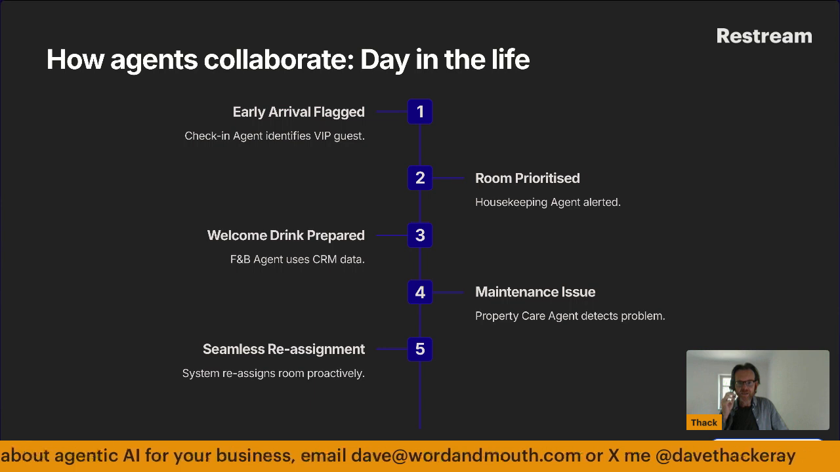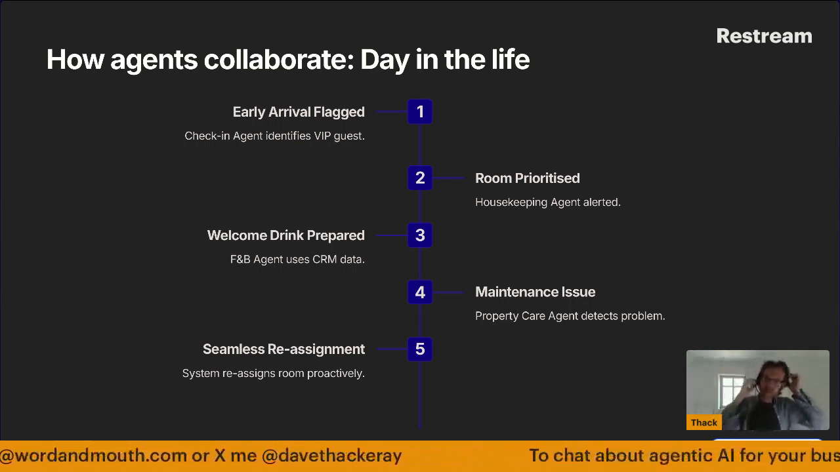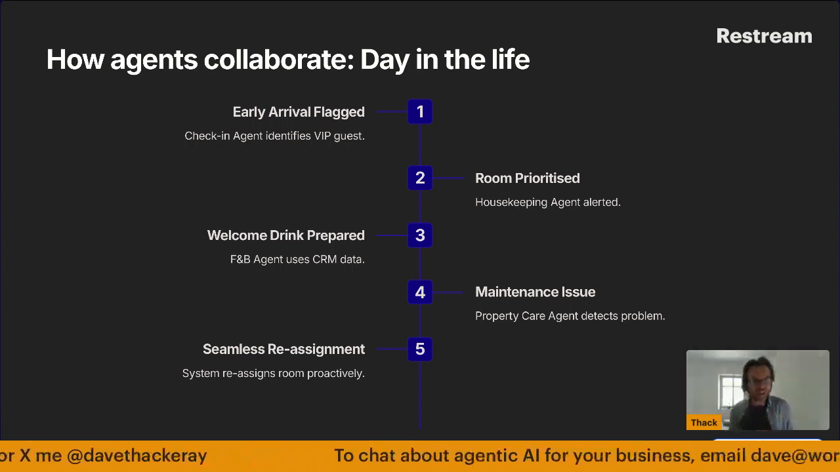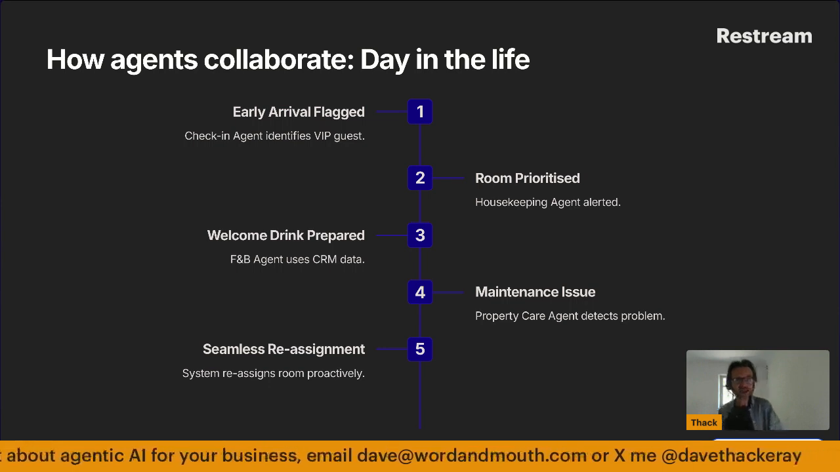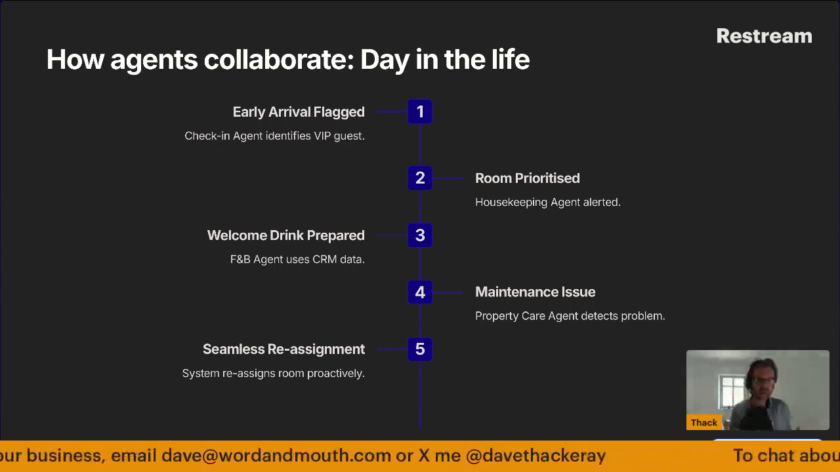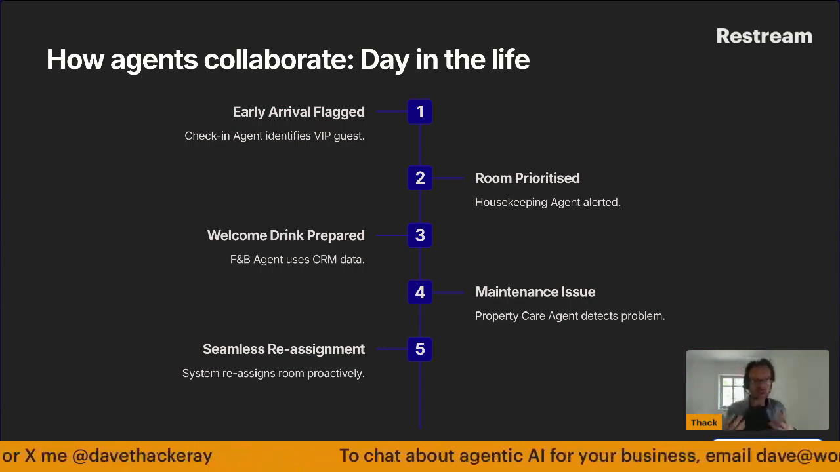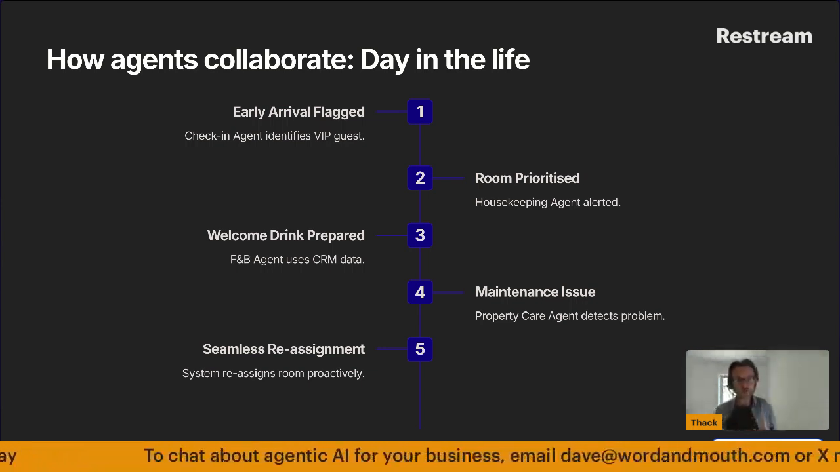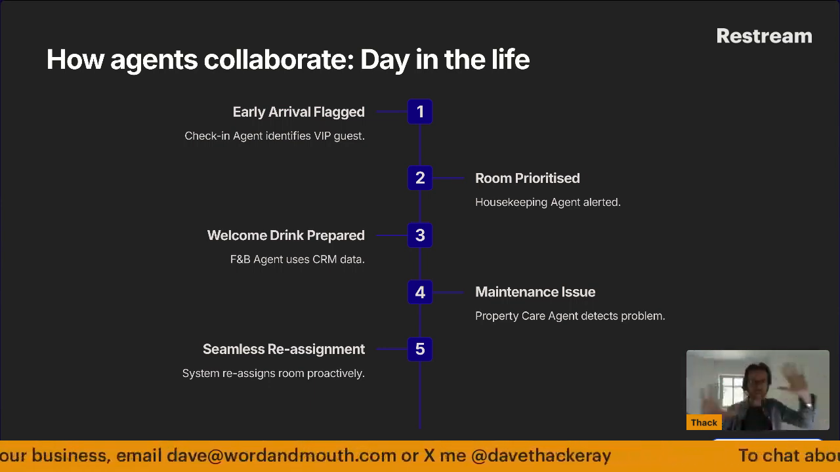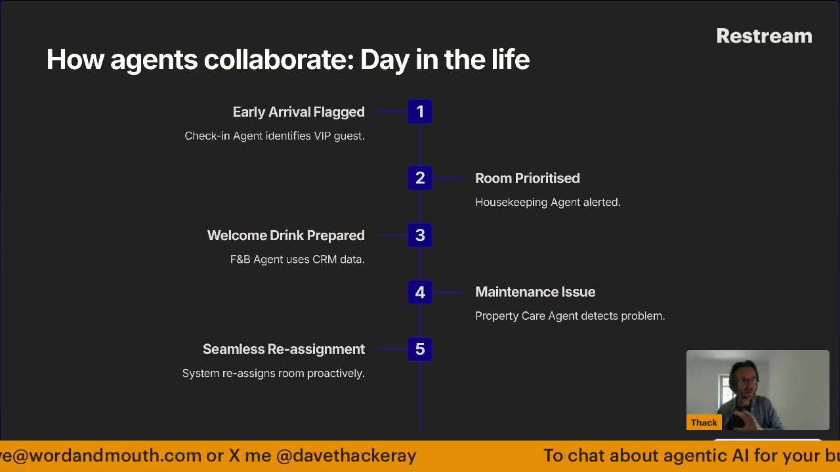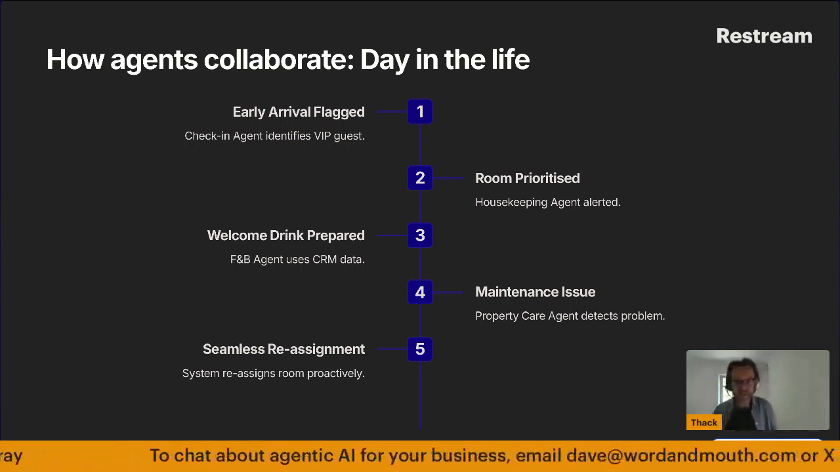And so the check-in agent has identified the VIP guest. Housekeeping agent has been negotiated with by the check-in agent. This is all done seamlessly, silently, automatically by AI agents. The housekeeping agent has a message from the check-in agent that says, can you please prioritize this room being reset and ready for the VIP guest? This is all done behind the scenes. No human intervention needed at all. The human can intervene and be in the loop, but this is all done automatically.